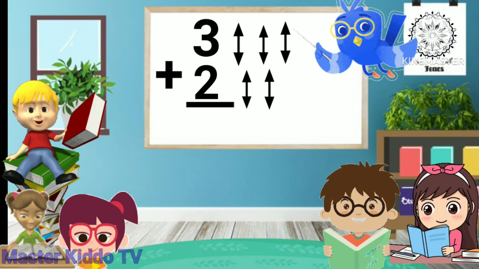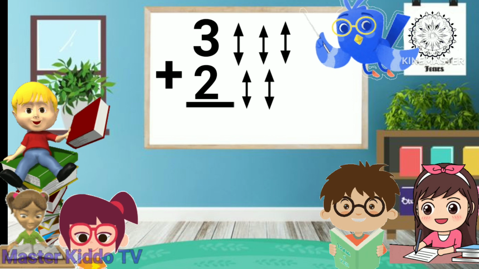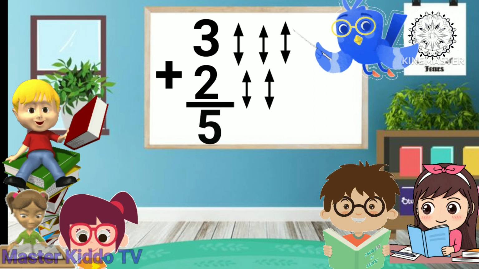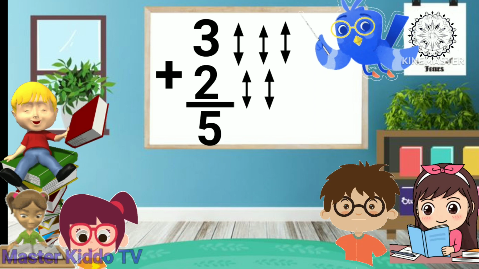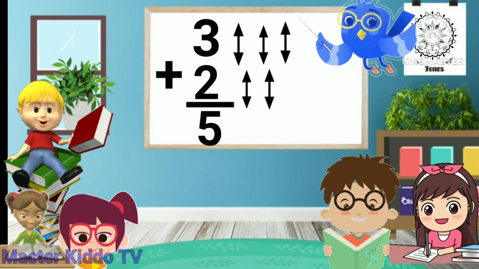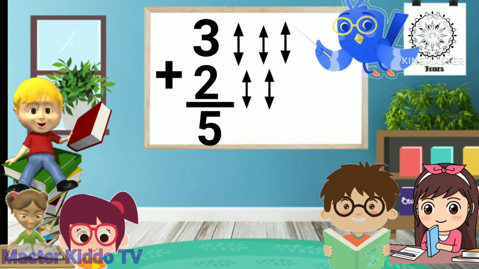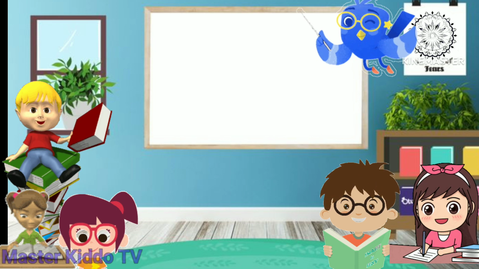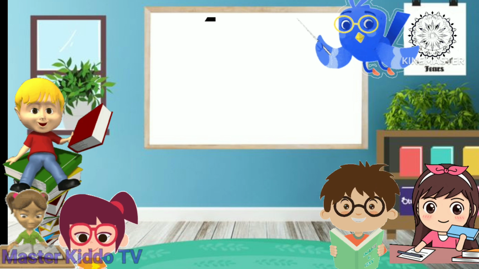5 lines. So 3 plus 2 is equal to 5. Good. Now we add the next amount.